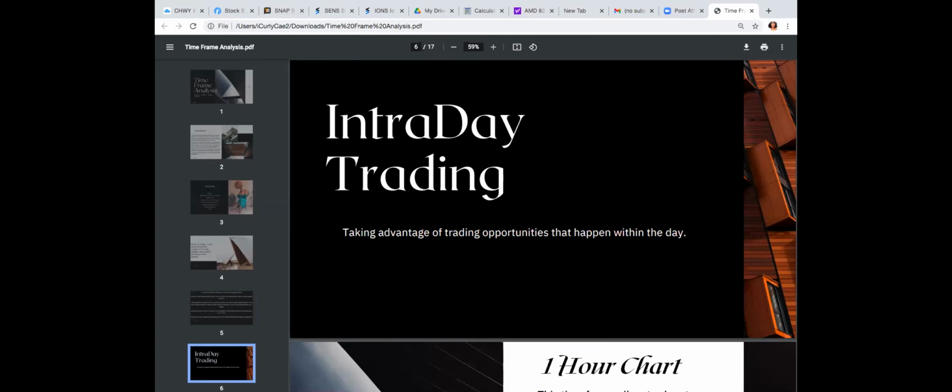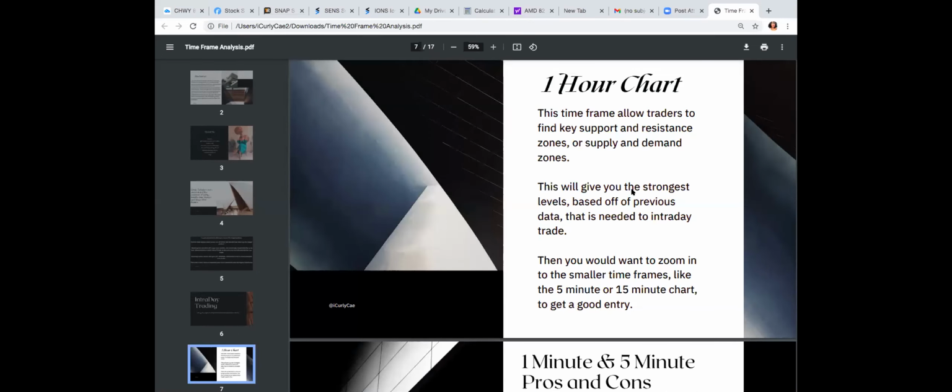So for intraday trading, which is basically taking advantage of trading opportunities that happen within the day, so the current day, if you look at the 1 hour chart, this time frame allows traders to find key levels of support and resistance zones or supply and demand zones. This will give you the strongest levels based off of previous data that is needed to intraday trade. Then what you would want to do is zoom into the smaller time frames like the 5-minute or the 15-minute chart to get a good entry.